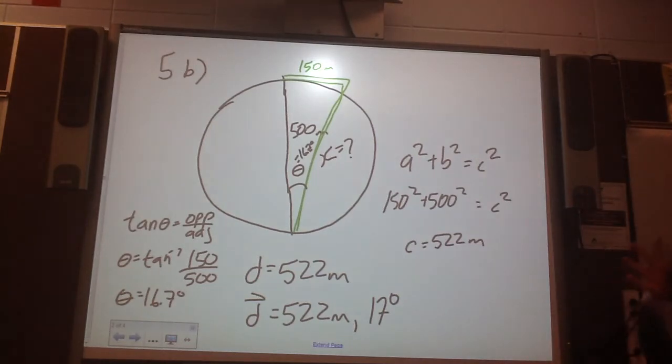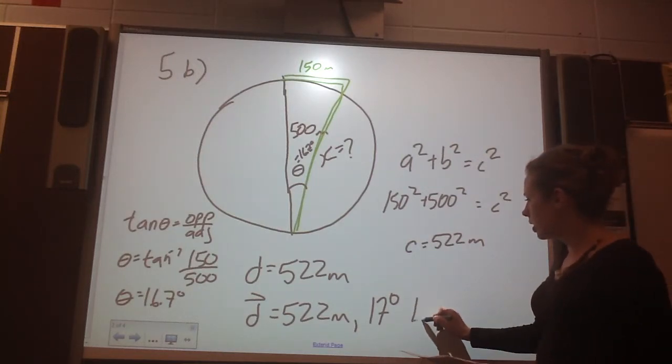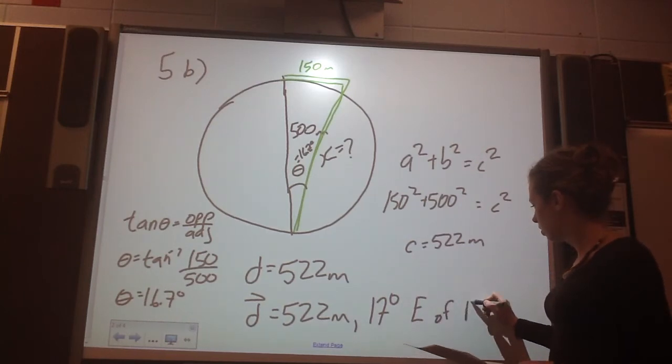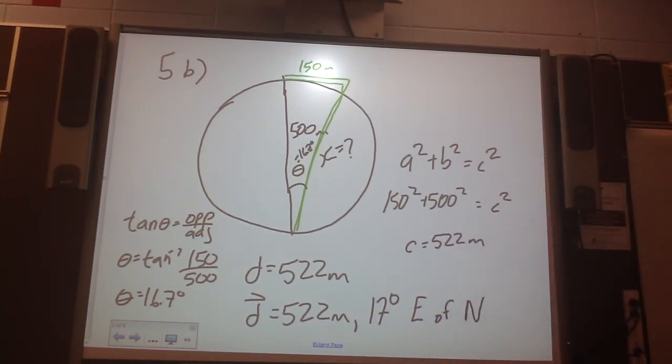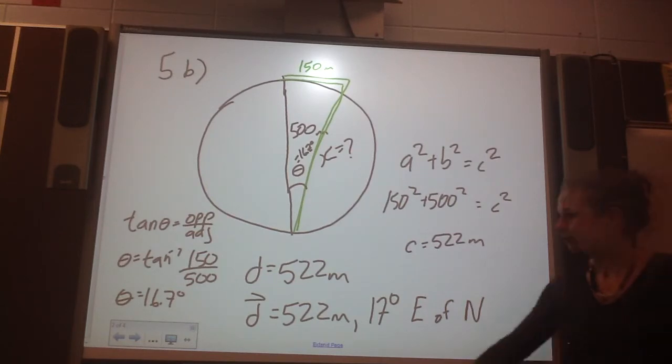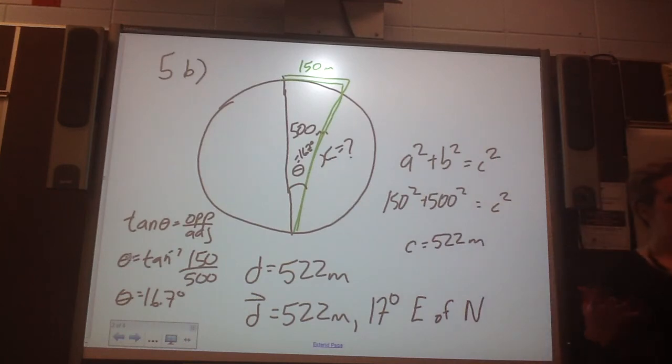And she has traveled northeast. So this is 17 degrees east of north. Or if you actually just put 17 degrees, that would also be correct because, according to the bearing method, you would be at 17 degrees. Does that clarify any questions for that one? Any others?